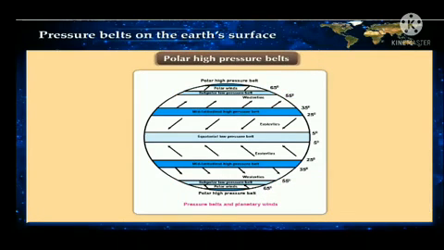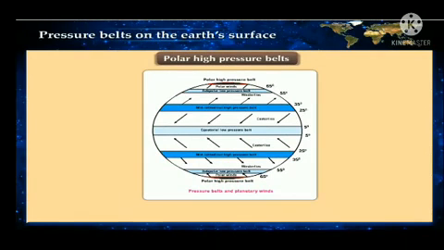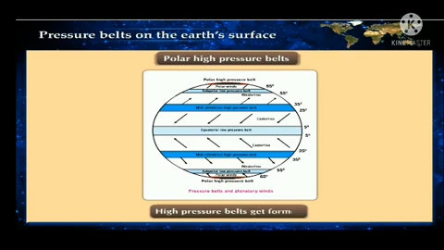Polar high pressure belts. In both the polar regions, the temperature is below 0 degree throughout the year. Hence, here the air is cold. As a result, a high pressure belt is formed. These are called polar high pressure belts. They generally occupy the area between 80 degree and 90 degree parallels in both the hemispheres.